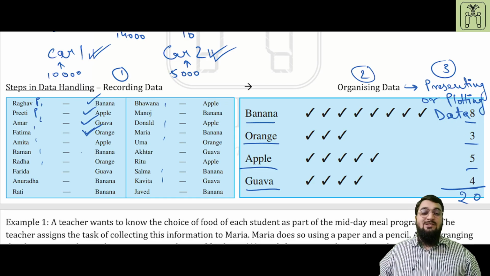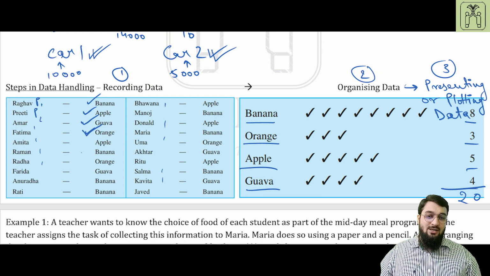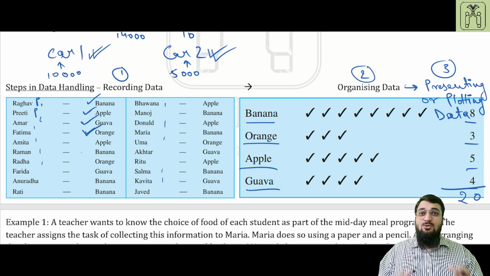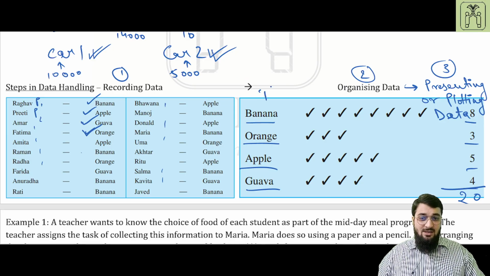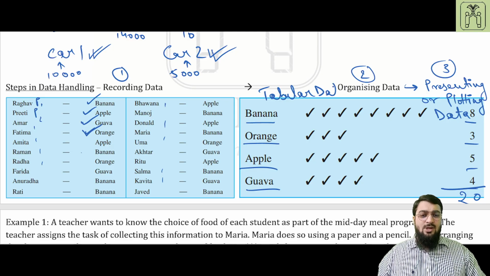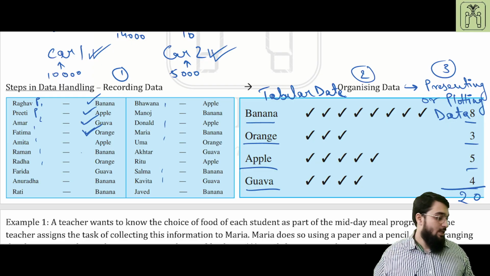So this is the second part, that is organizing data. You can organize a 3-page, 4-page, or 10-page survey sheet or data sheet into a half page of tabular data. This can also be said as organized data or tabular data. Various things can be mentioned as per your convenience.